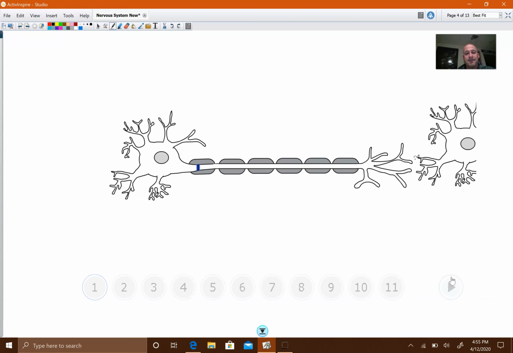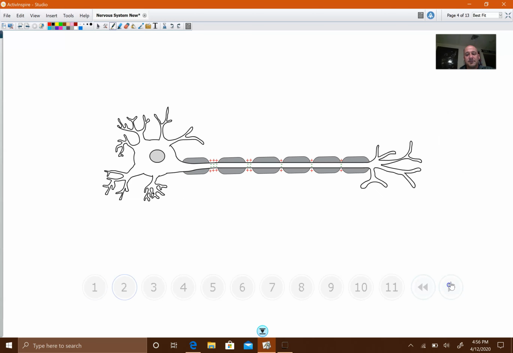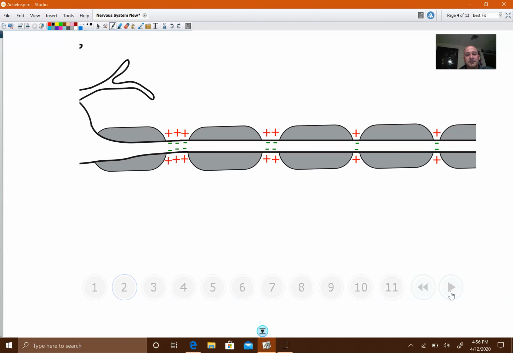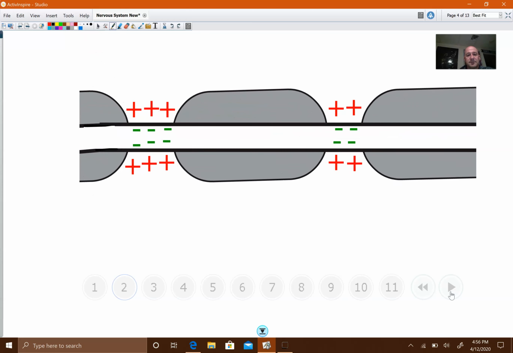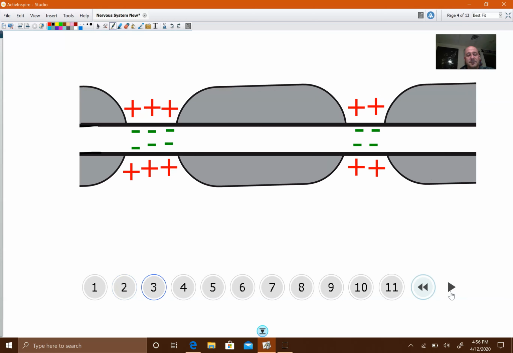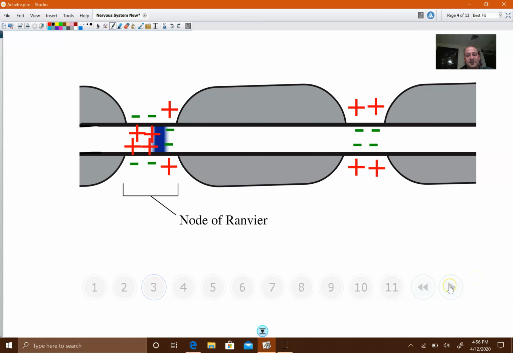An impulse is an electrical signal that travels along a neuron. In a resting neuron, one that is not conducting an impulse, the outside of the neuron is positively charged. During an impulse, the outside of the neuron becomes negatively charged. This electrical change travels along the neuron, but it only happens in the nodes of Ranvier, the parts of the neuron that are not covered by the myelin sheath.